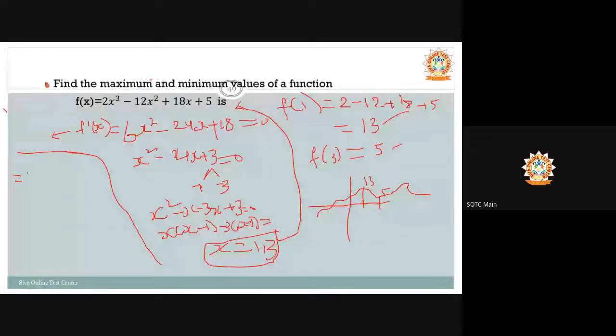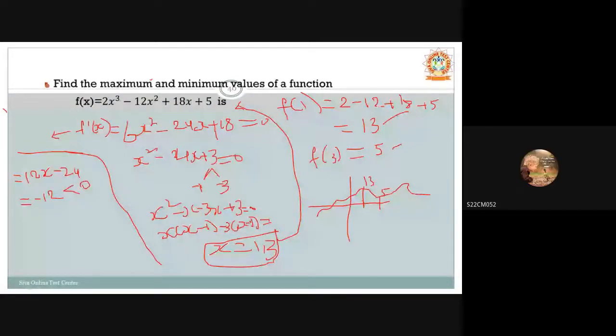12x minus 24. Yes or no? Yes, sir. Now substitute in the place of x as 1. What will become? It is minus 12. Minus 12. So it is less than 0 or greater than 0? It is less than 0.